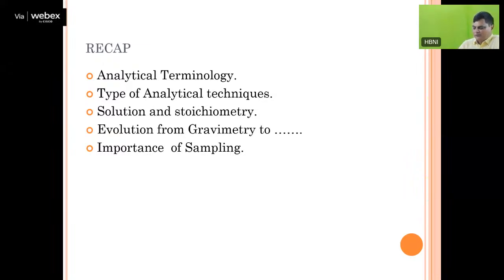Then we have seen how to sample liquids, and how a liquid sample is converted from a bulk sample to a laboratory sample. And then we talked about solid samples also, what kind of precautions have to be taken while doing solid sampling. And then we have seen how to take a gas sample also.